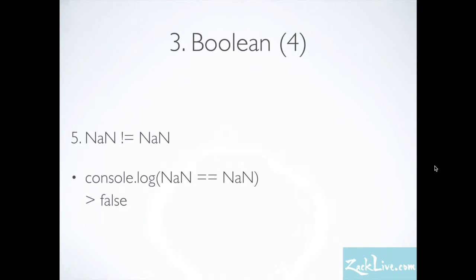There is one special value that doesn't equal to itself, which is not a number. So when you console log not a number equals to not a number, you will get false because it's nothing. So it doesn't equal to anything. Just remember this.